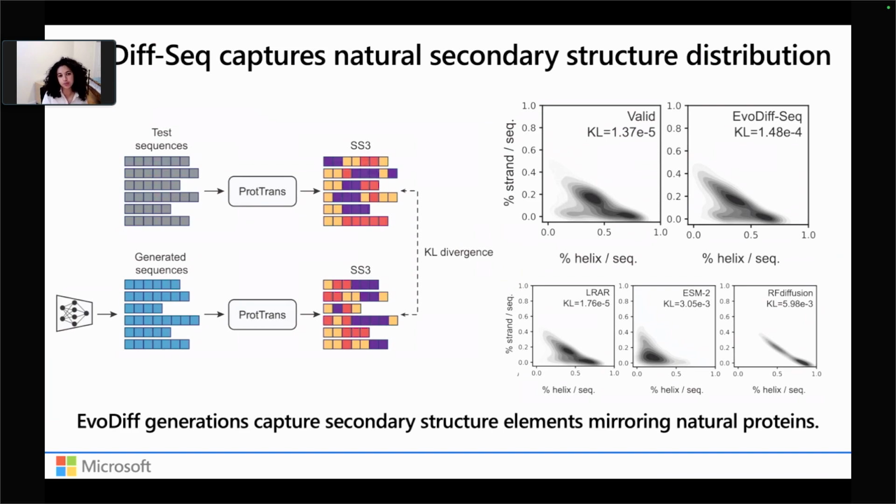So from these two perspectives, we have a sense now that generations from EvoDiff are both plausible and structurally sound from an individual level, as well as diverse and span the distribution of functional and secondary structure elements from a distributional and larger scale level.